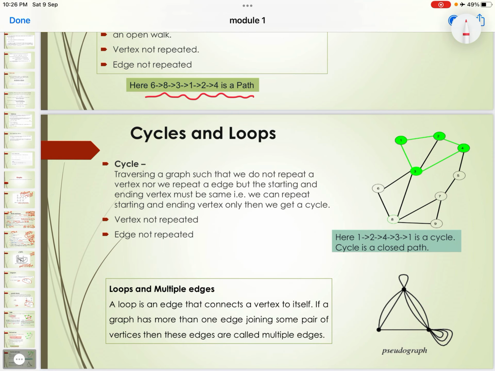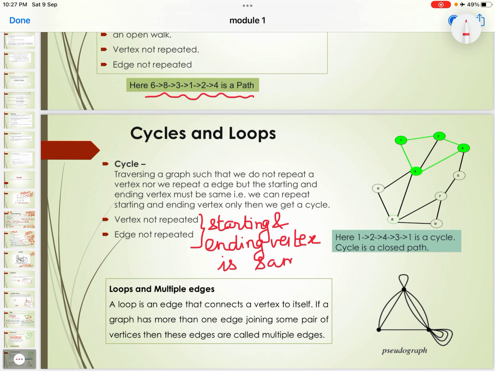Cycles and loops. Cycle. Traversing a graph such that we do not repeat a vertex nor we repeat an edge, but the starting and ending vertex must be same. That is, we can repeat only the starting and the ending vertex. Only then we get a cycle. So vertices are not repeated, even edges are not repeated. But what is the condition? Starting and ending vertex is same.